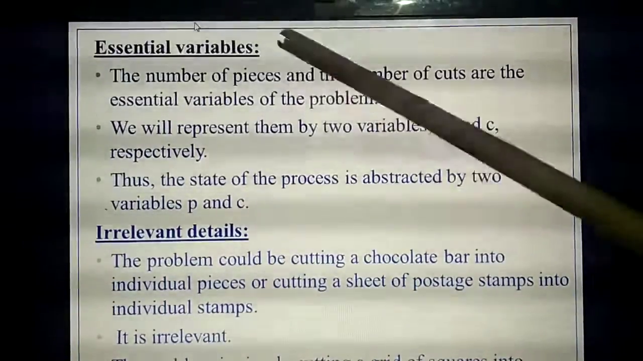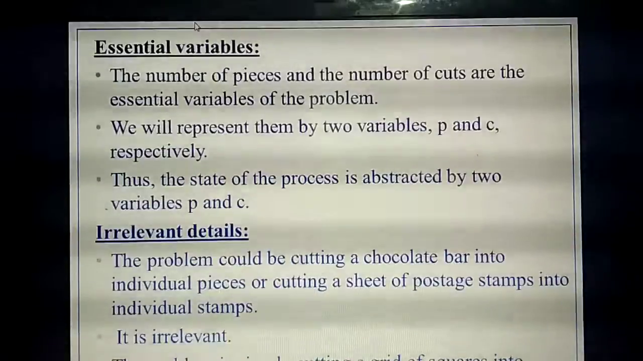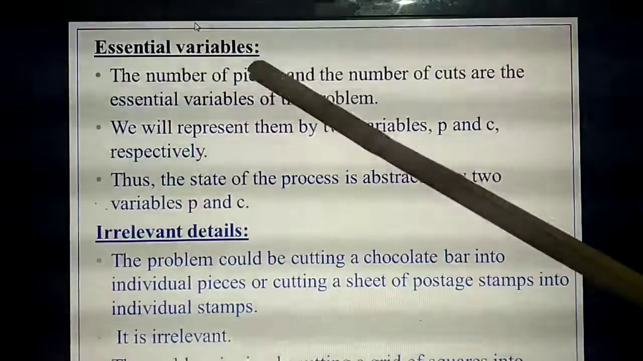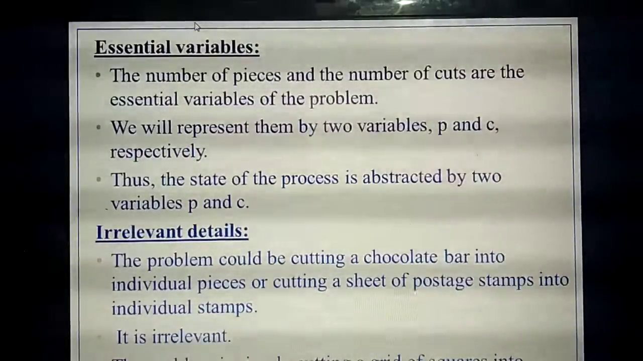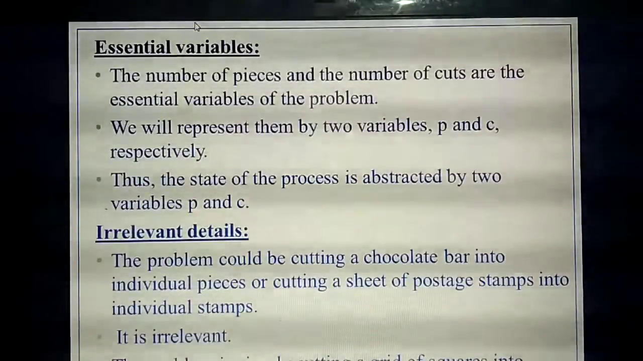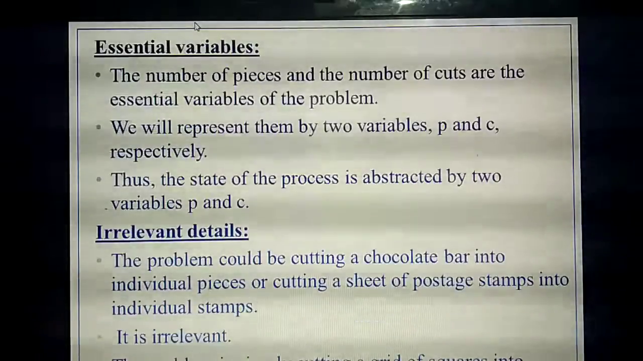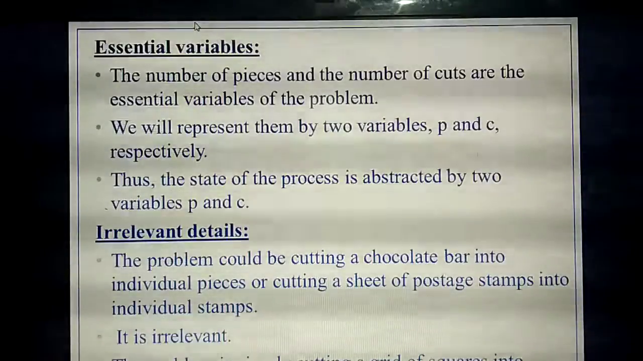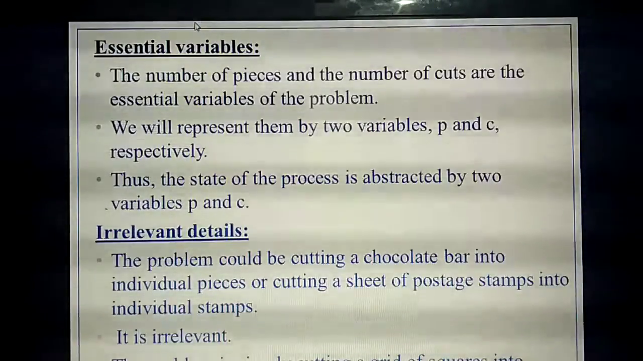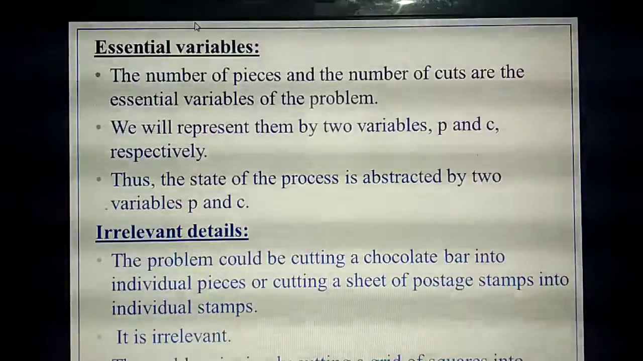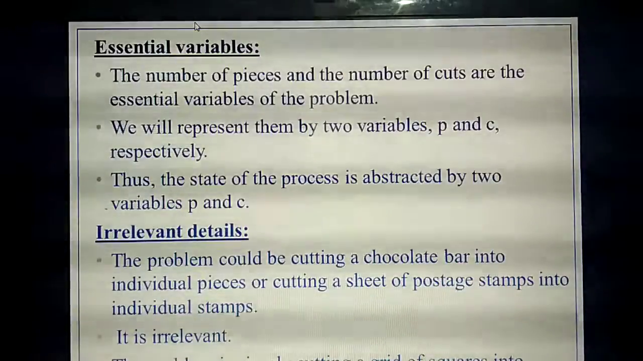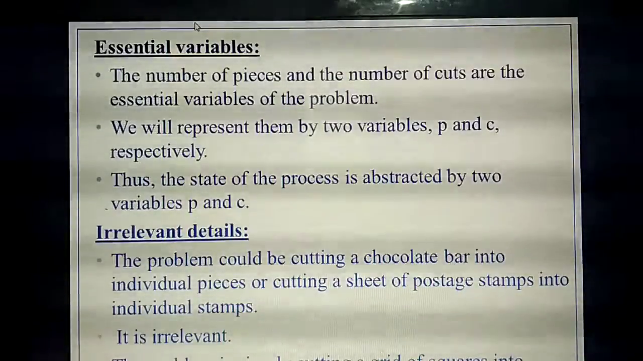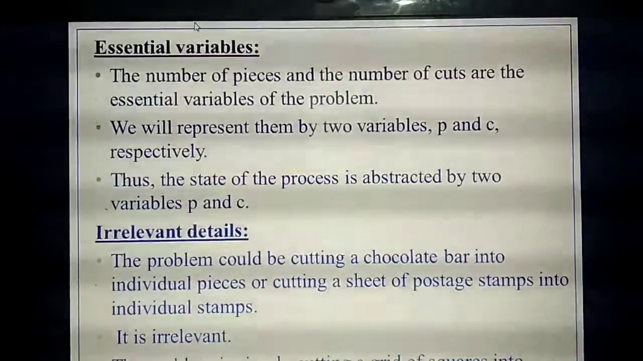First, the number of pieces. You are cutting the chocolate, so while cutting, how many pieces can you get? That is important: the number of pieces and the number of cuts. Two things are very important here. For example, making 4 cuts means you can get 8 pieces. So the important things are pieces as well as cuts: how many pieces you are getting and how many cuts you are doing. The essential variables in the problem are the number of pieces and the number of cuts.